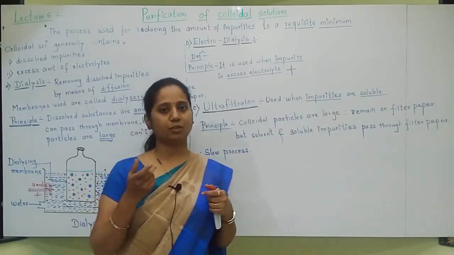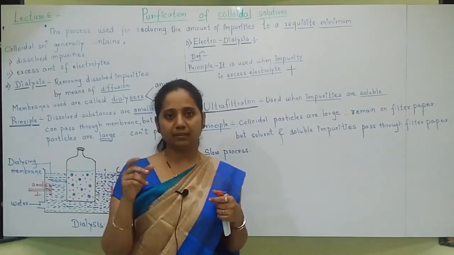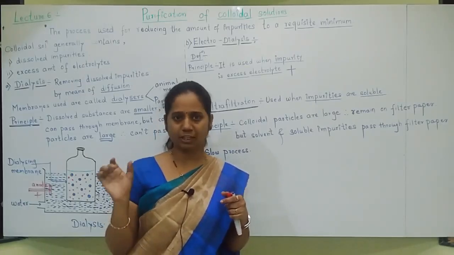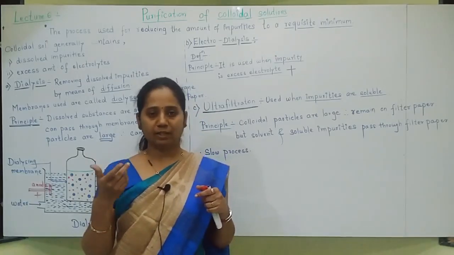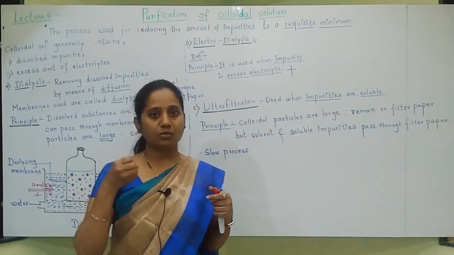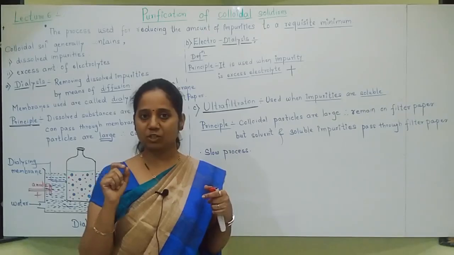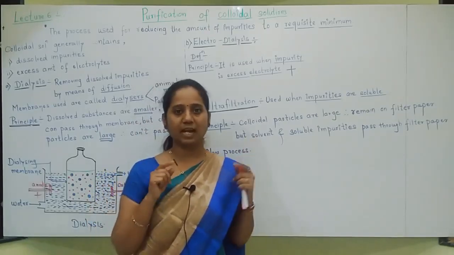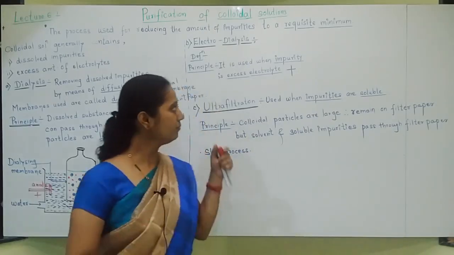But if filtration is carried out using ordinary filter paper, then it is called filtration. Whatever filter paper we see in our chemistry lab is ordinary filter paper, and its pore size is a little large. But colloidal particles easily pass through ordinary filter paper, so we should use a filter paper with a smaller pore size. Such a special type of filter paper is called ultrafilter paper, and that's why this filtration is called ultrafiltration.